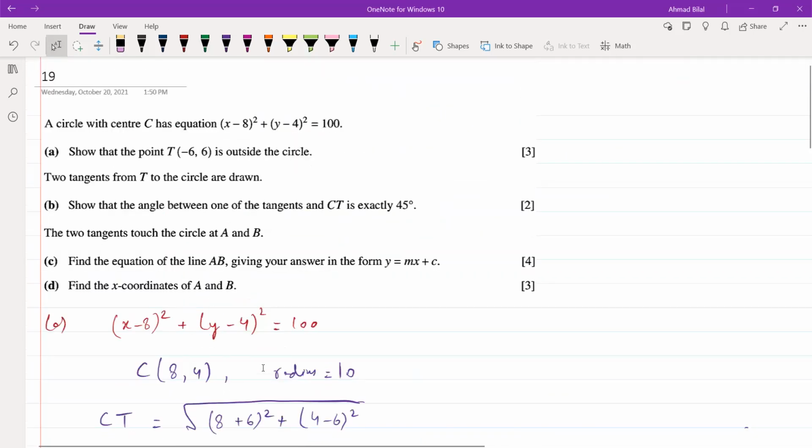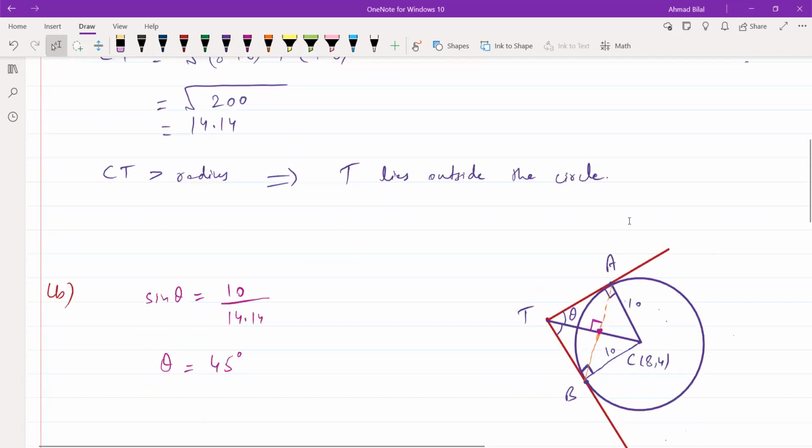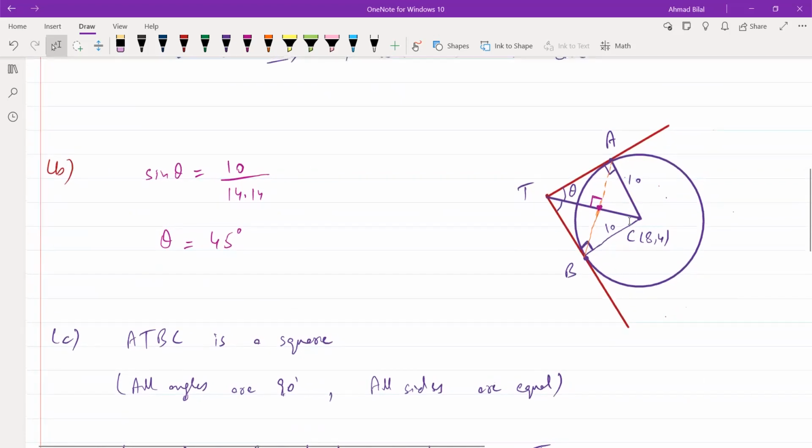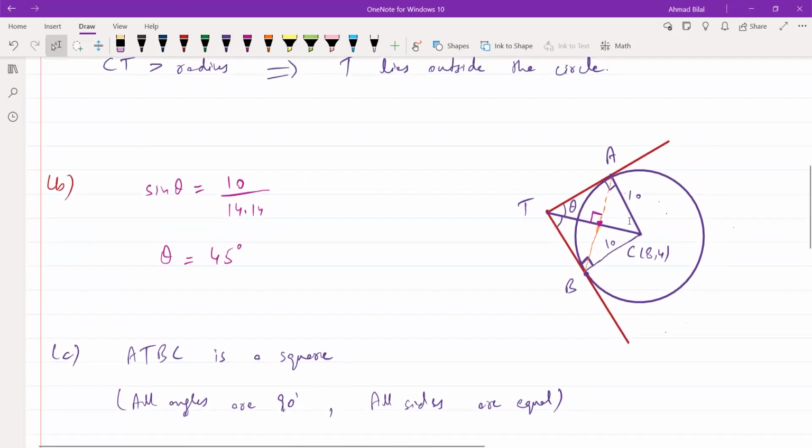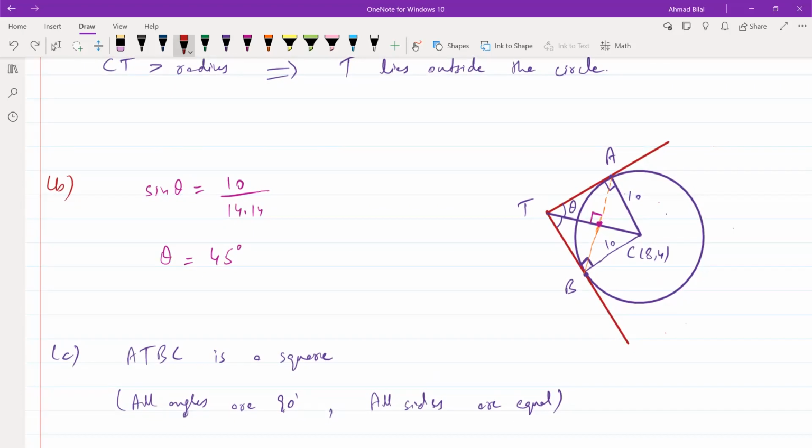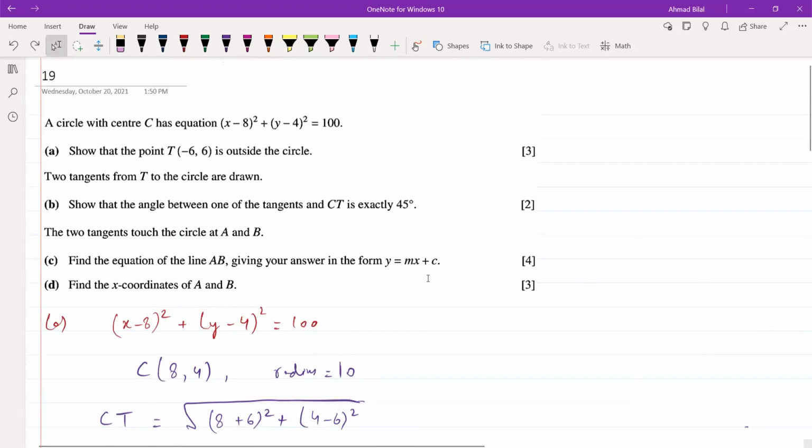Good. Let's look at part D now. It says find the x coordinates of A and B. How do you do that? How do you find the x coordinates of A and B now? What have you found in the previous parts?